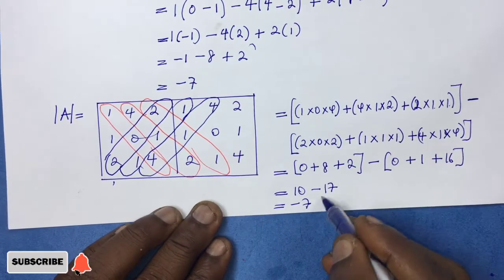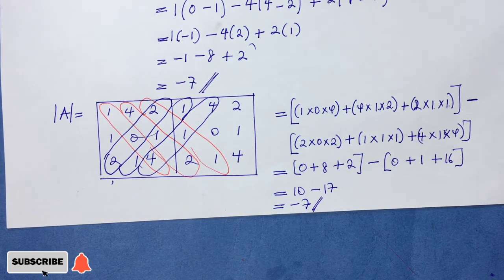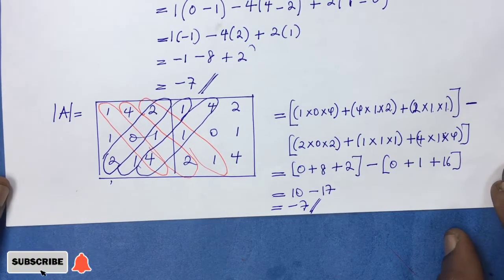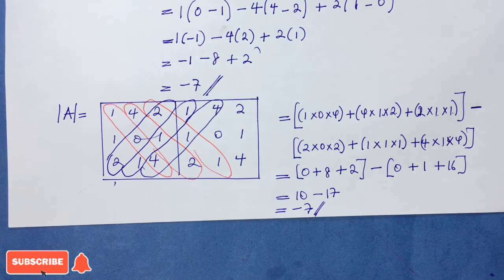Now compare the two, you will notice that the method of Sarrus would actually give you the same result as the alternative method. It is a short video that teaches you how to use the method of Sarrus for obtaining a 3 by 3 determinant.